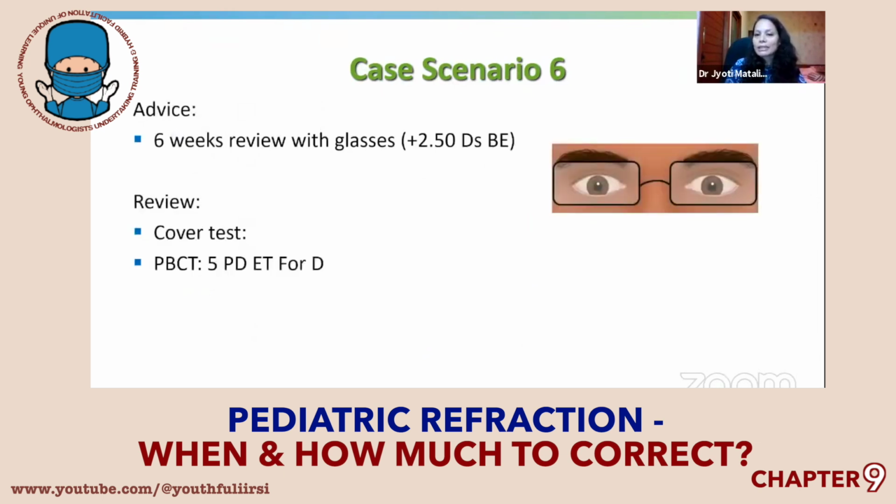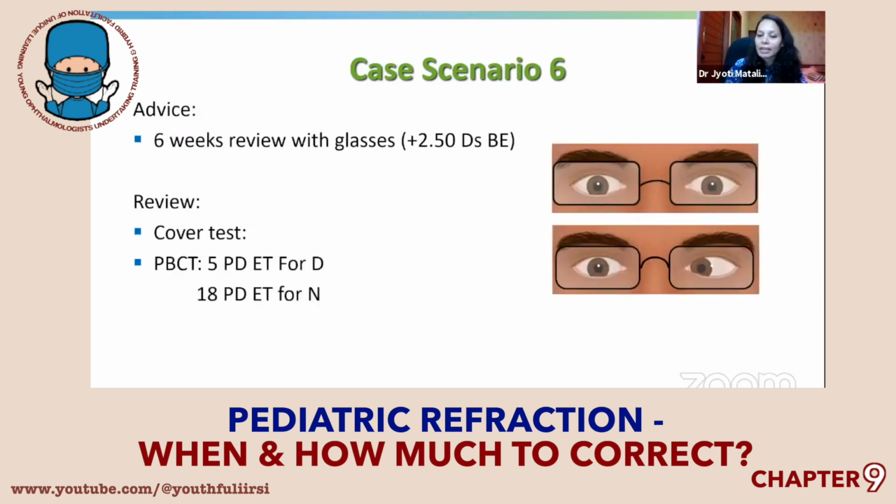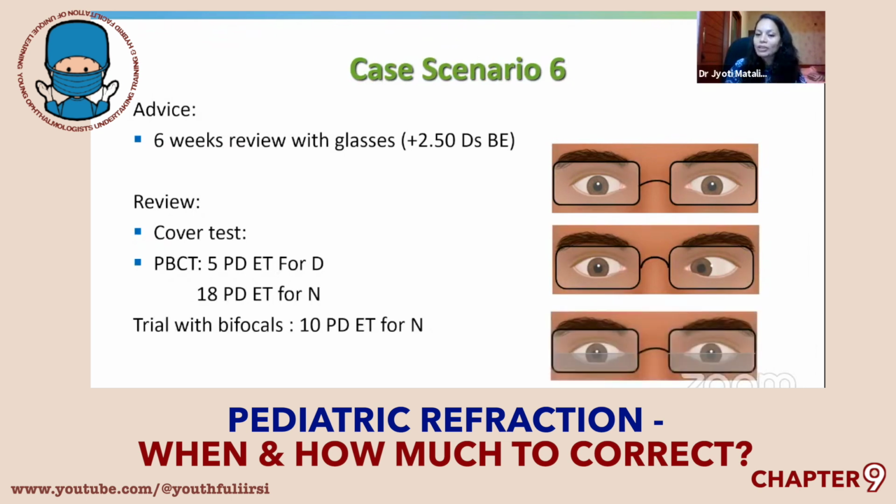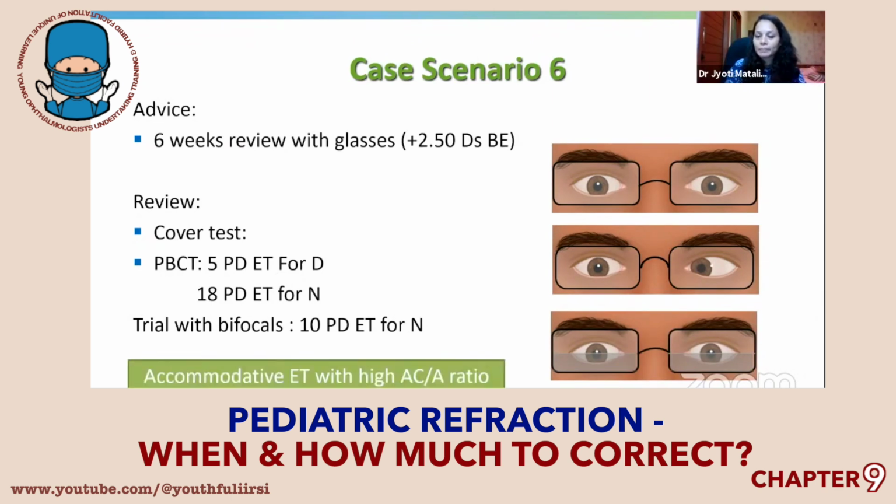So cover test done for distance does not show significant squint. But for near, the squint tends to be there. That means the squint is corrected for distance, but not for near. So what do you do? You give a trial of bifocals. You give bifocals which cross the pupillary axis so that whenever he attempts to see for near, the squint gets relaxed. And if you see, the squint has disappeared, indicating that this is an accommodative esotropia with a high AC/A ratio.